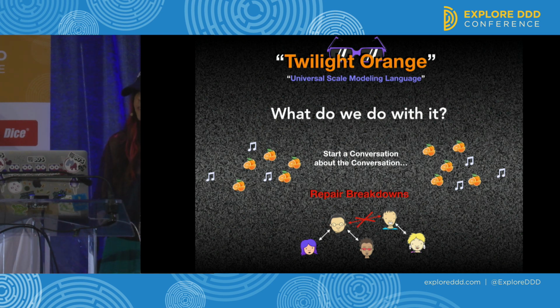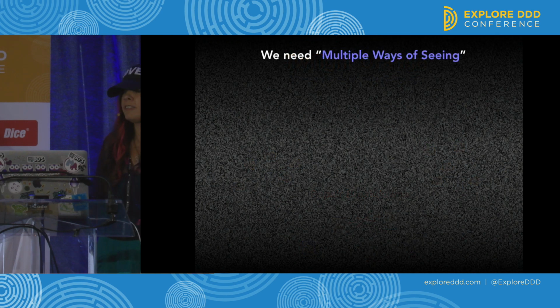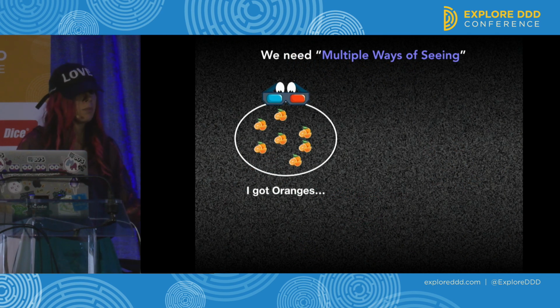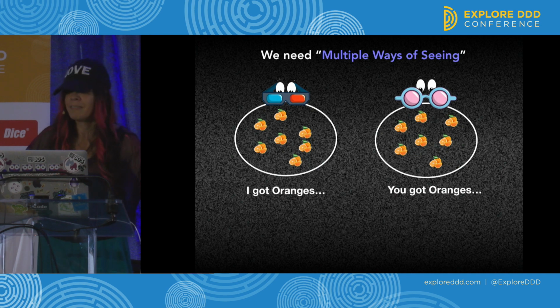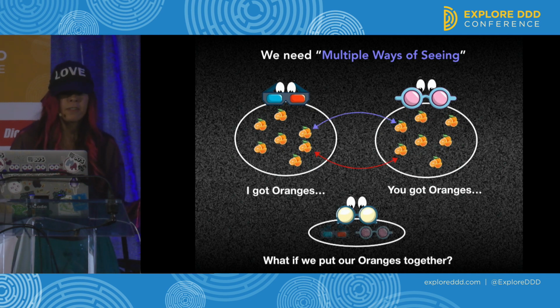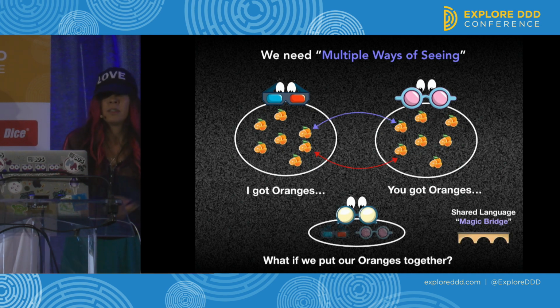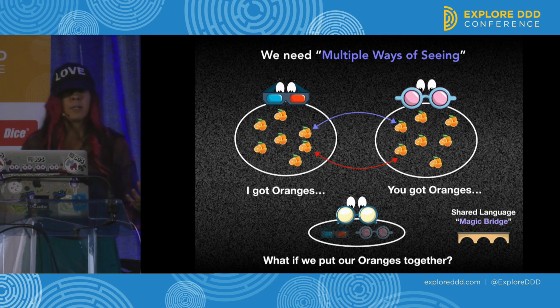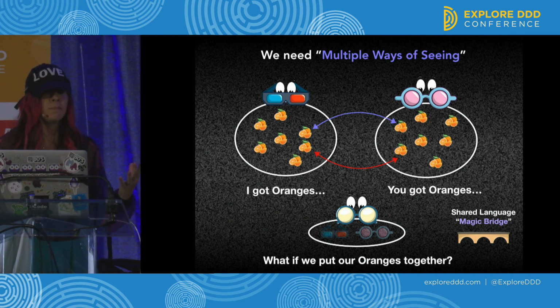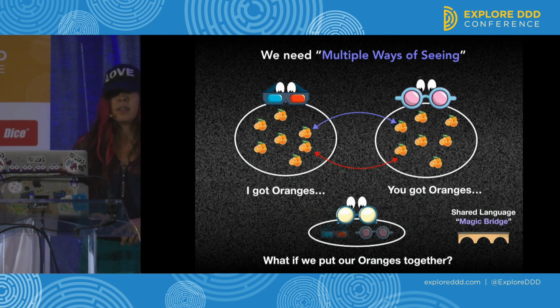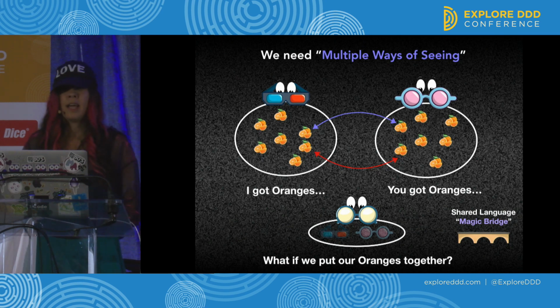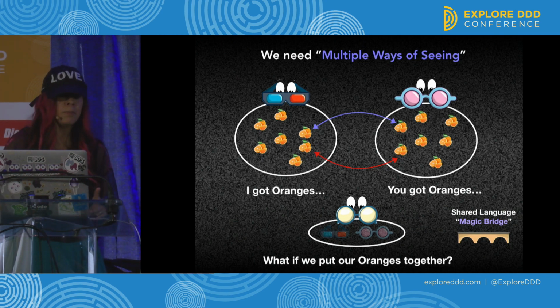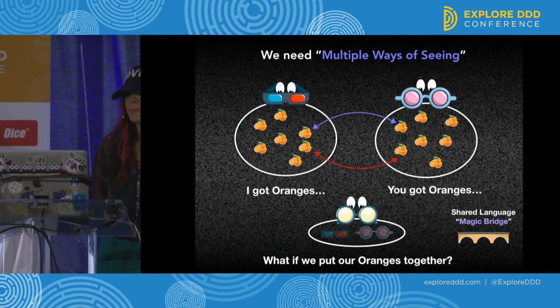And the thing is, we need multiple ways of seeing. I got oranges, you got oranges, right? But what if we put our oranges together? And shared language creates this magical bridge that when we can see together and learn together and solve problems together, we can bring incredible creations into the world.